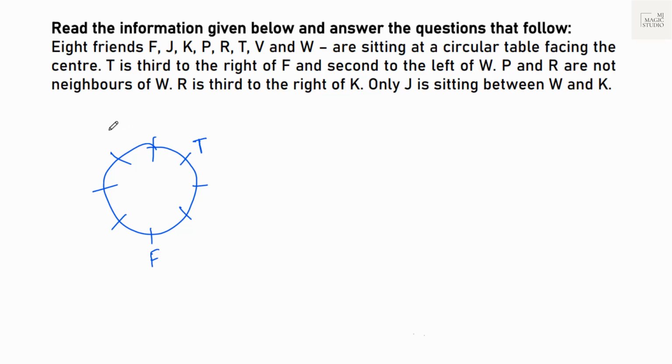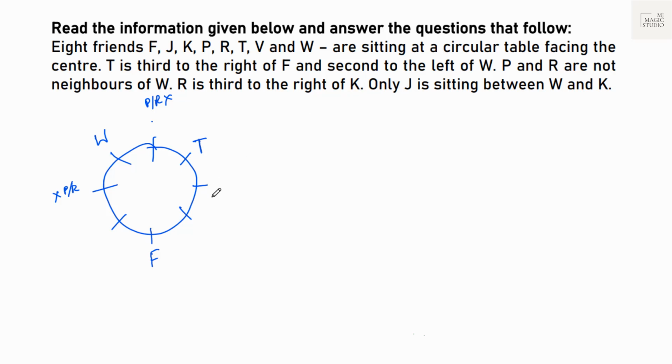And second to the left of W. Left will go like this if they are sitting here. So W, 1, 2. W should be sitting here. Second left is T. P, R are not the neighbors of W. Here we don't have P and R.